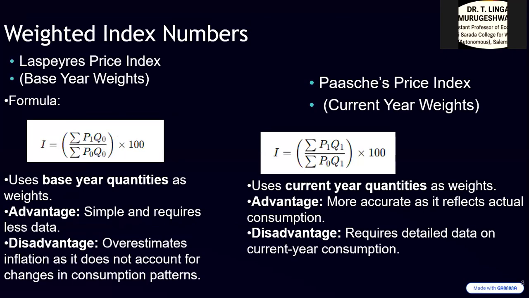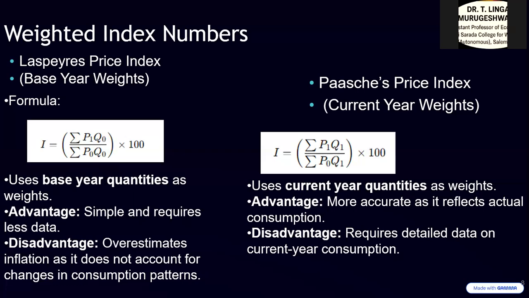Third one is weighted index numbers. Let's see two main methods. Weighted index numbers are Laspeyres and Paasche. So Laspeyres price index number is based on base year weights, and Paasche's price index is based on current year weights. So the formula for calculating Laspeyres price index is summation of P1 into Q naught divided by summation of P naught into Q naught into 100. Here, Laspeyres uses base year quantities as weights.